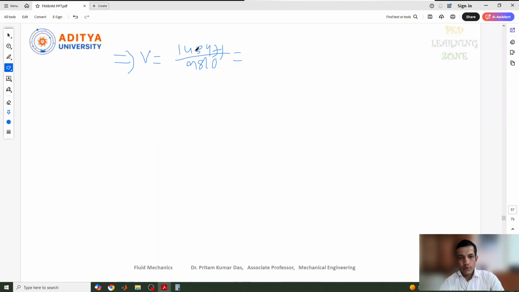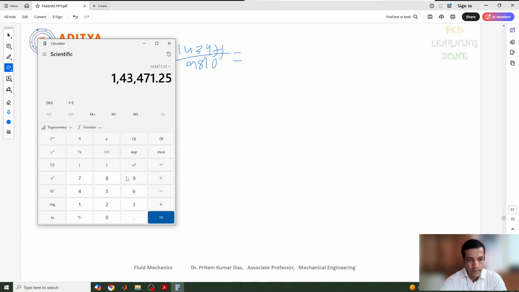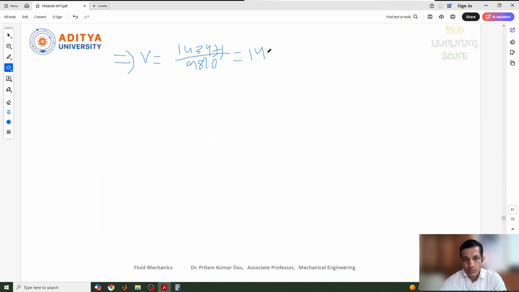So near about how much we'll get, some 14, 15 like that. Divided by 9810, we get 14.62 meter cube. So this much amount of volume was displaced. As the question asked, we got this one.